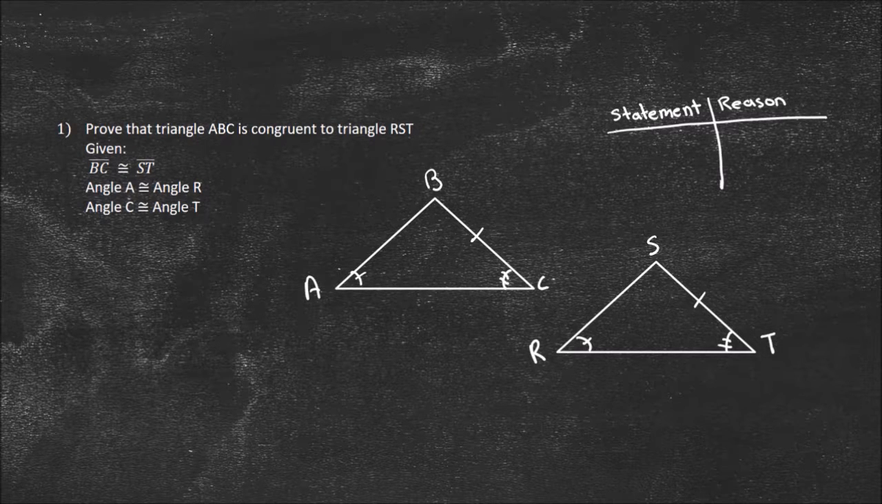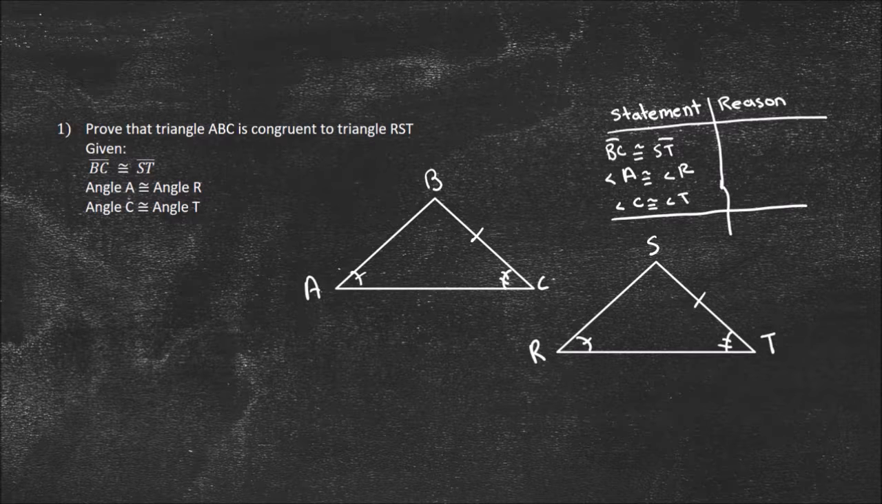Okay, so now what I'm given, I write down every statement again. So even though it's here, I have to write it again. BC congruent to ST, and angle A congruent to angle R. Then I have angle C congruent to angle T. So that's my first statement, and my reason for all of them is given. That's an easy step, not hard at all. And now the goal is to prove that triangle ABC is congruent to triangle RST.